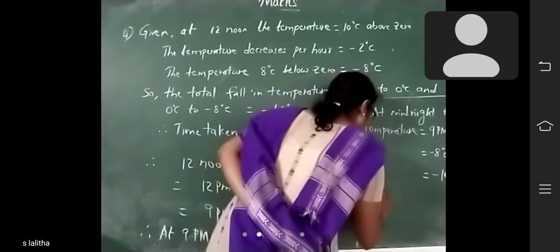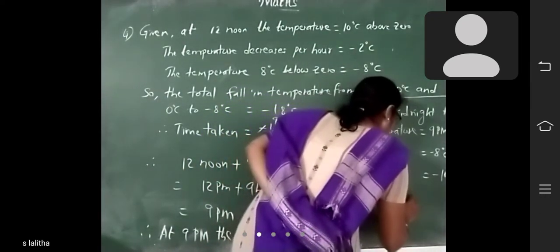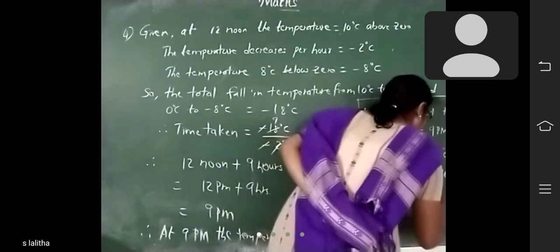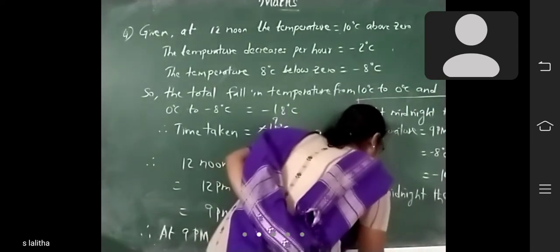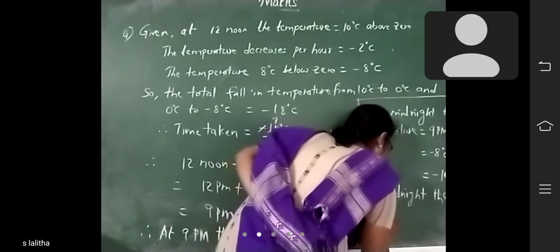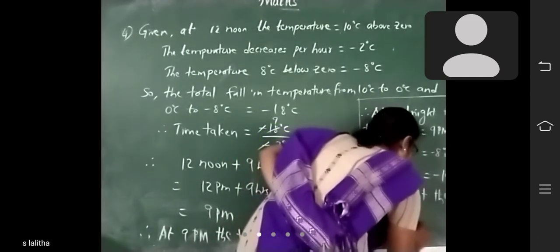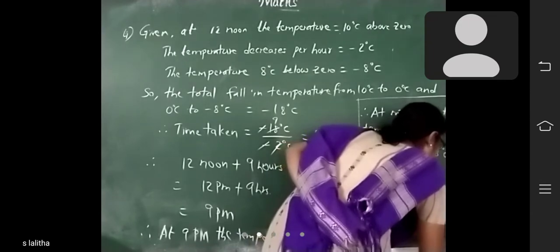Therefore, at midnight the temperature is equal to minus 14 degree centigrade.